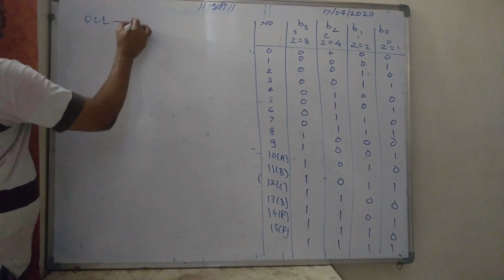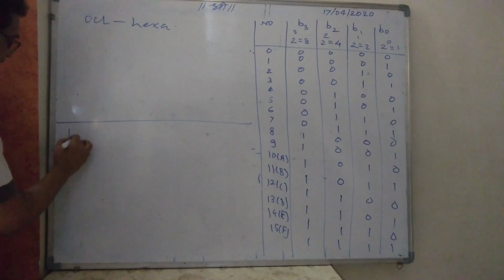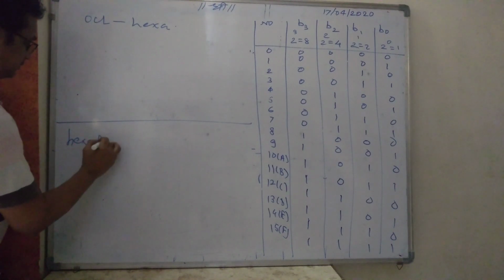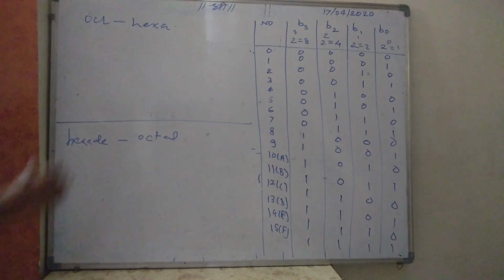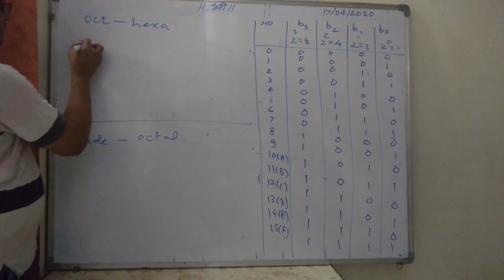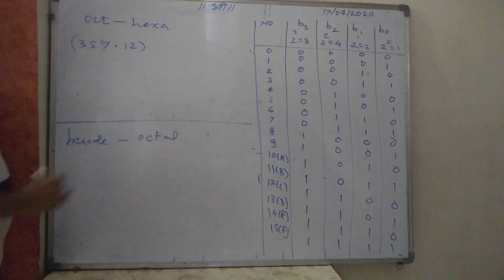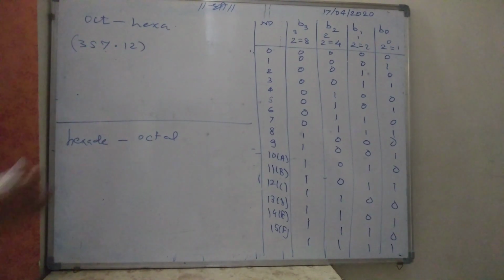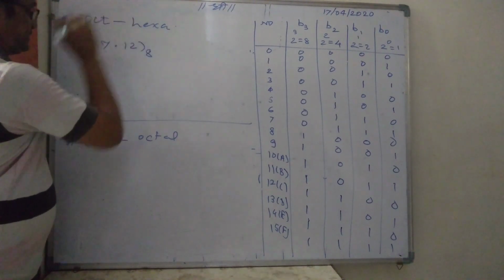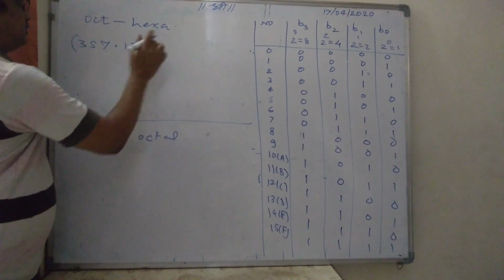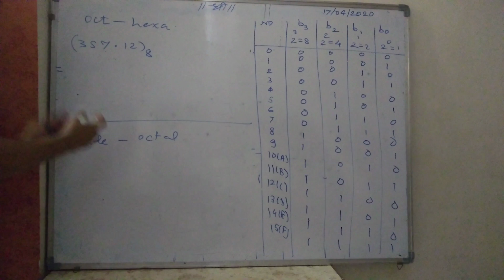Octal to hexadecimal. And hexadecimal to octal. So I am writing one octal number, 357.12. This is octal number. We have to convert it into hexadecimal. First, you will have to convert it in binary. Octal to binary and then binary to hexadecimal.